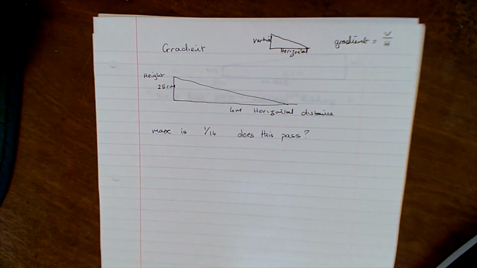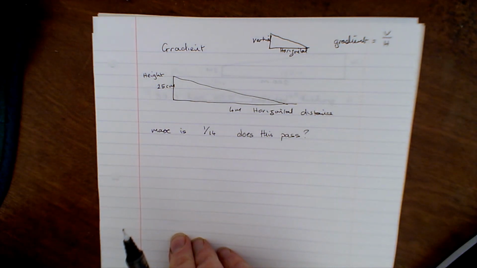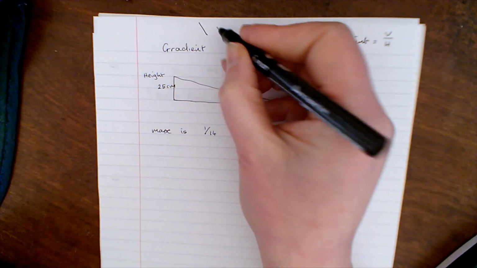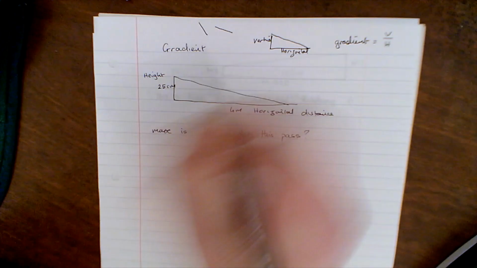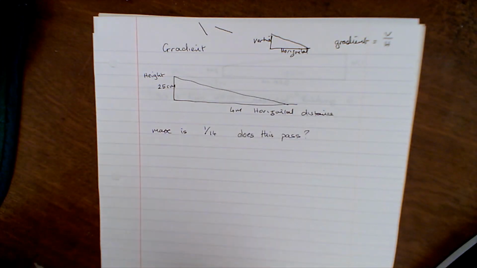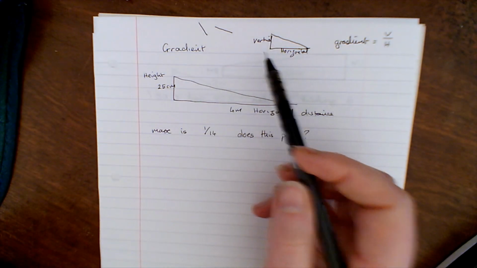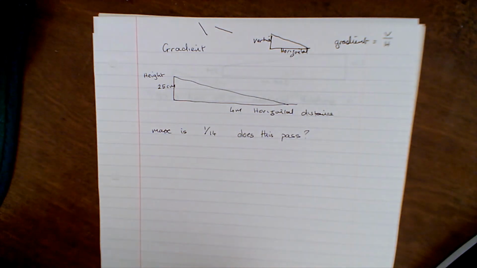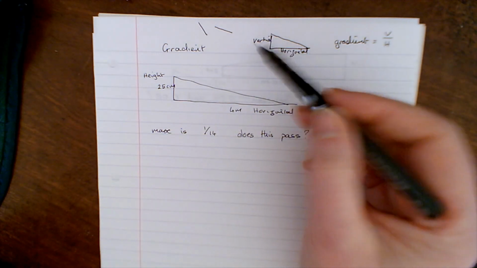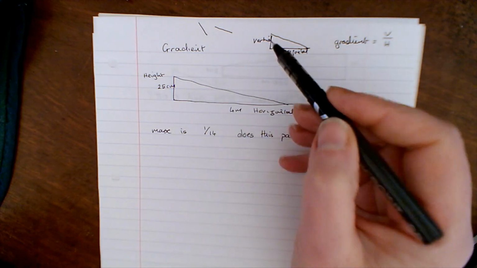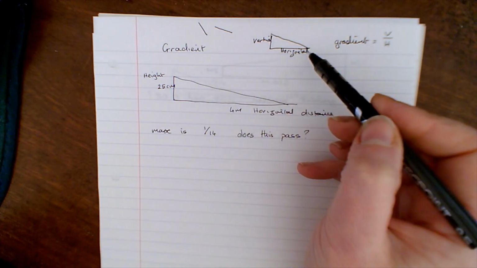Look at gradient. Gradient is a measure of how slopey something is. So that is more slopey than that, so that has a higher gradient than that. And the mathematical way you describe that is you say, well, how far up does it go for every one along? And the way you work that out is the change in the vertical divided by the change in the horizontal.